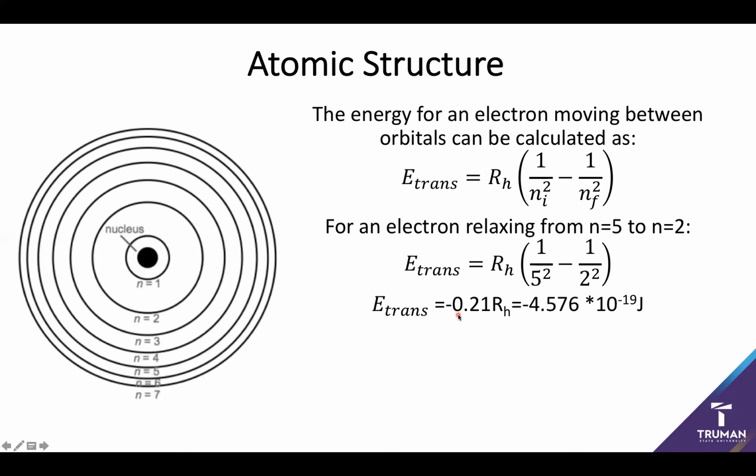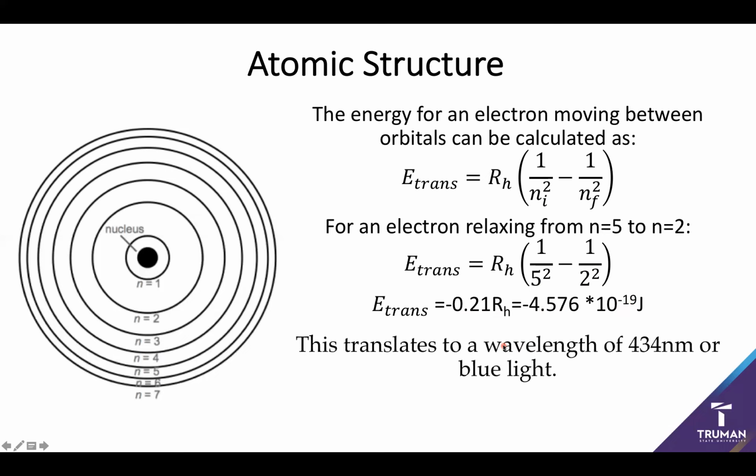Now, when we do the math, we find out that this is about 0.2 Rydbergs, which if we use our Rydberg energy is about negative 4.6 times 10 to the negative 19th joules. So this feels pretty low, but let's go ahead and turn this into what it is in terms of a wavelength of light. So if we go back and look at our examinations of light, what we find is that this translates to about 434 nanometers. In other words, this is going to be blue light. So if you take a look at the hydrogen spectrum, there should be a blue light moment.